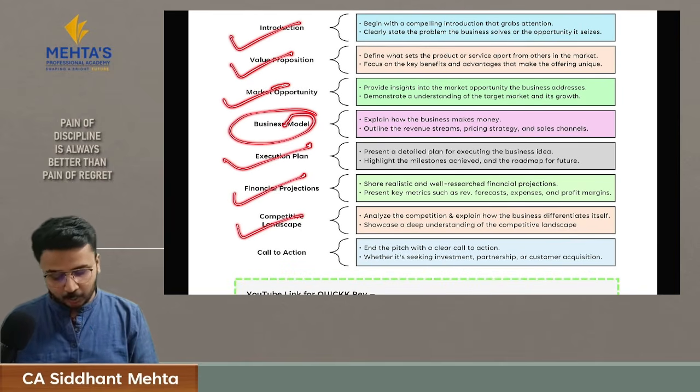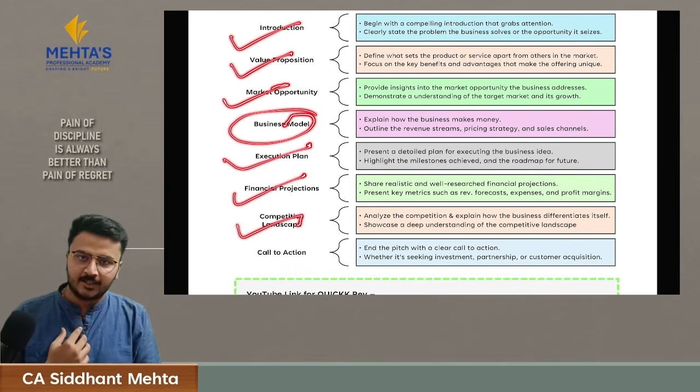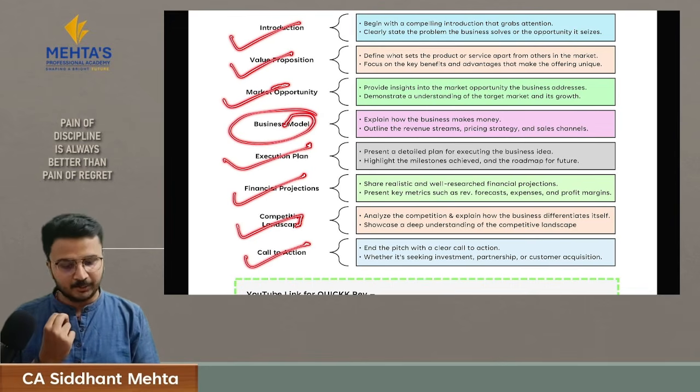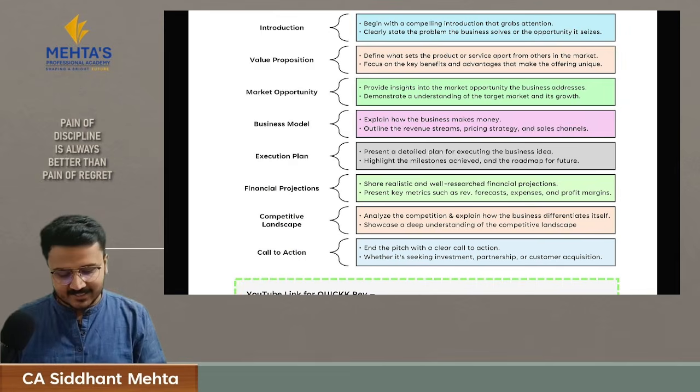देन बताओ कि कंपटीशन से तुम्हारा प्रोडक्ट अलग क्यों है. एंड देन एट द एंड tell them what you require from them. Either it is investment or it is a partnership. And this is the end of your chapter number 2.